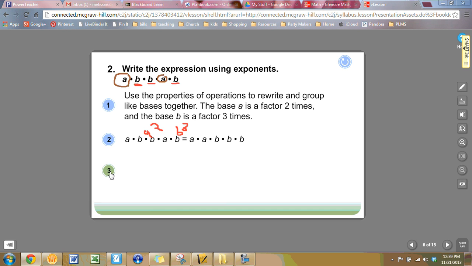So they rewrote them. A squared times b squared. And that's how we would say that, a squared times b squared. And you can rewrite them in order like this if you would like to, or you can circle them or underline them. I'm all right with either one of those.